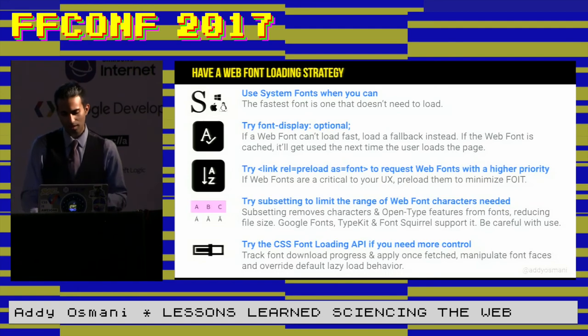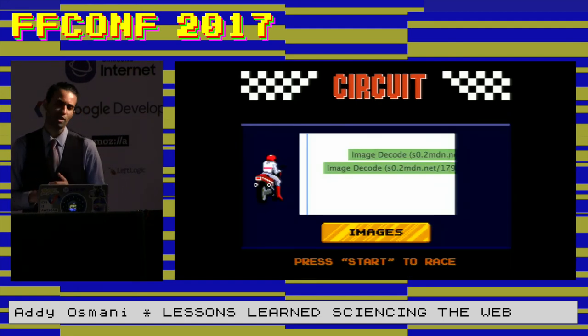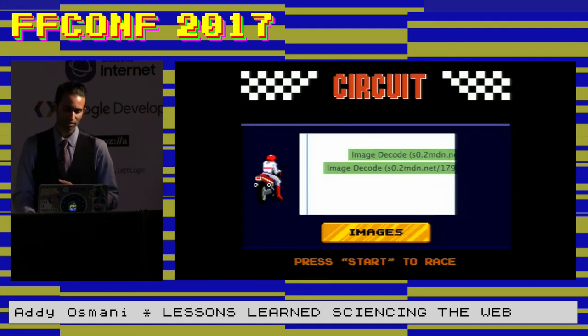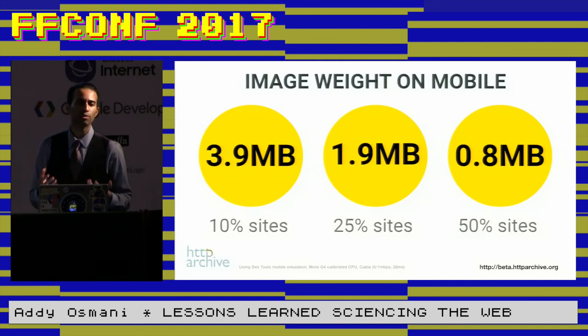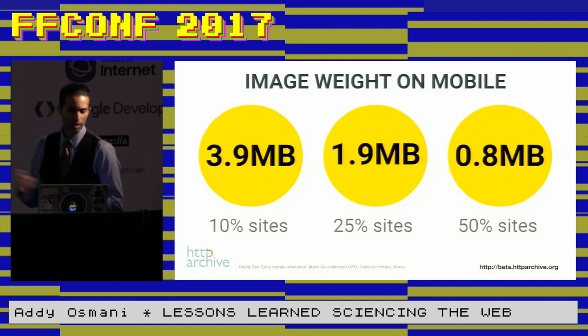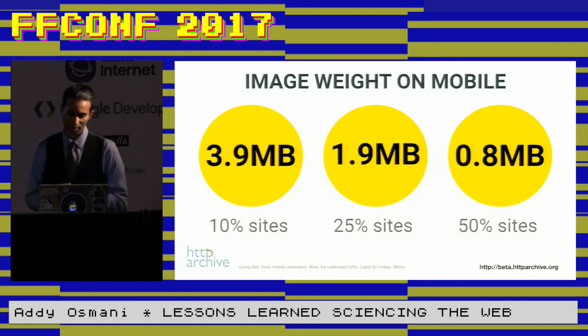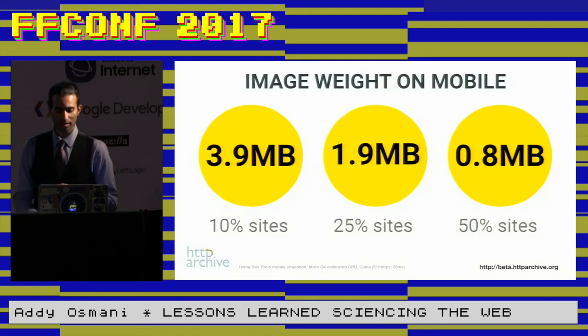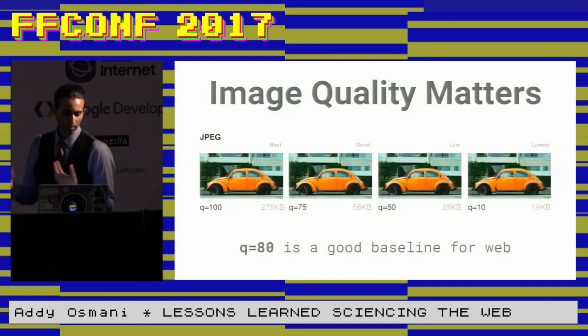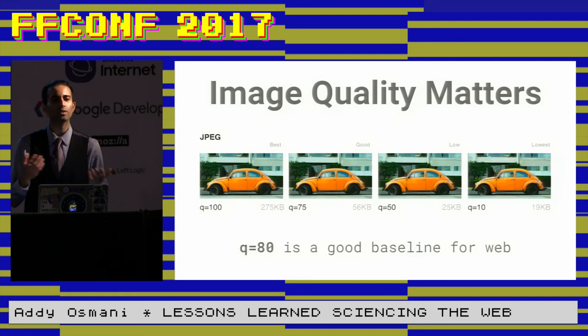Then we move on to everyone's favorite topic, images. Images are still a very large part of the bloat that we send down on the web. So 10% of sites are shipping almost 4 megs worth of images down to their users. 50% of sites, probably a number of us in this room, including myself, are shipping down almost a meg worth of images. And the first thing I'm going to mention here is that image quality matters.